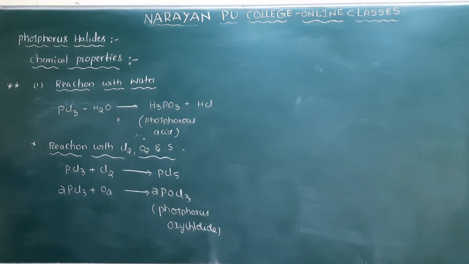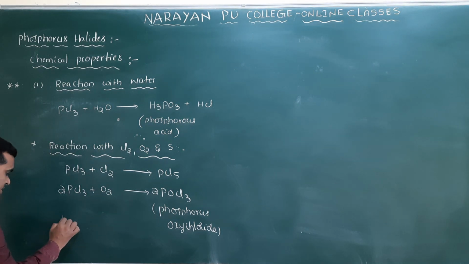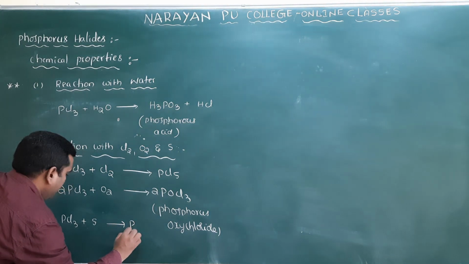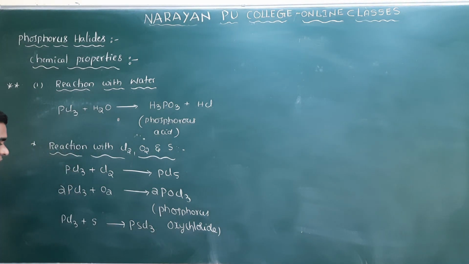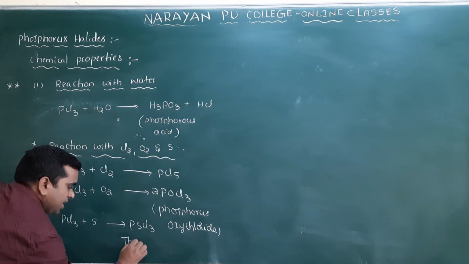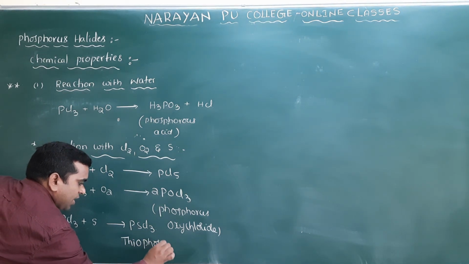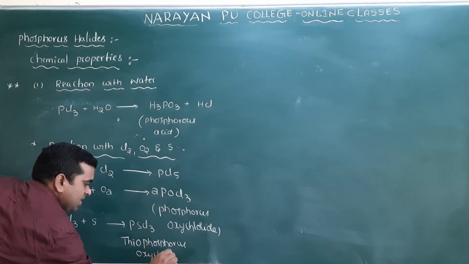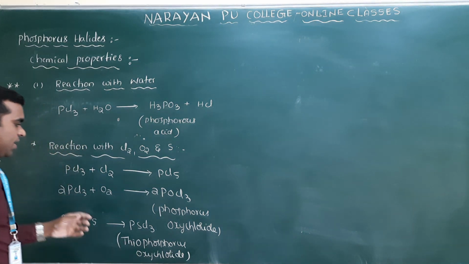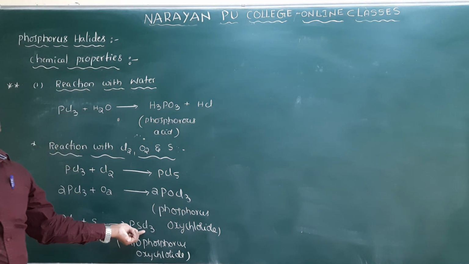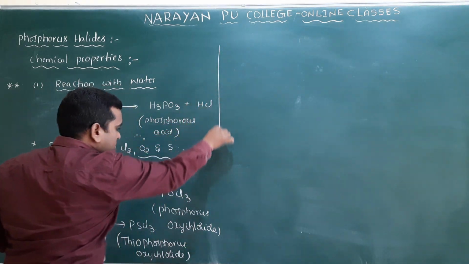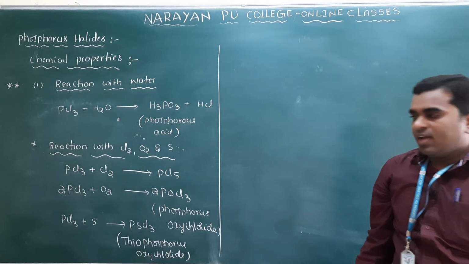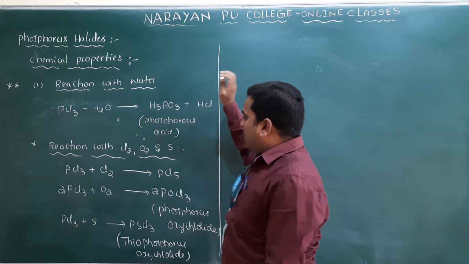Next, same here: PCl3 when reacted with sulfur gives PSCl3, thiophosphorus oxychloride. Simple. Why? Because instead of O, sulfur is there, and if sulfur is there we call it thio. That's why thiophosphorus oxychloride. This is the reaction with chlorine, oxygen and sulfur.